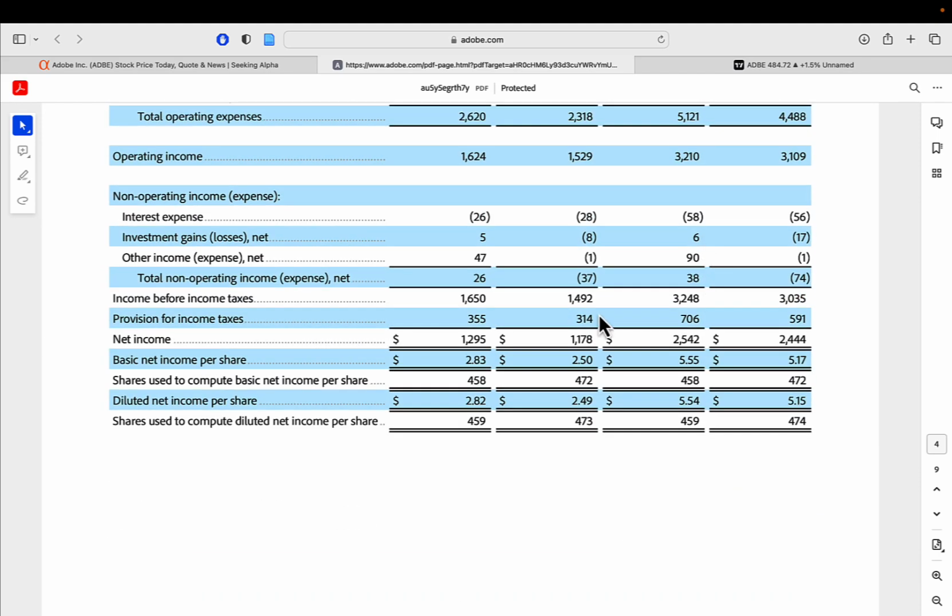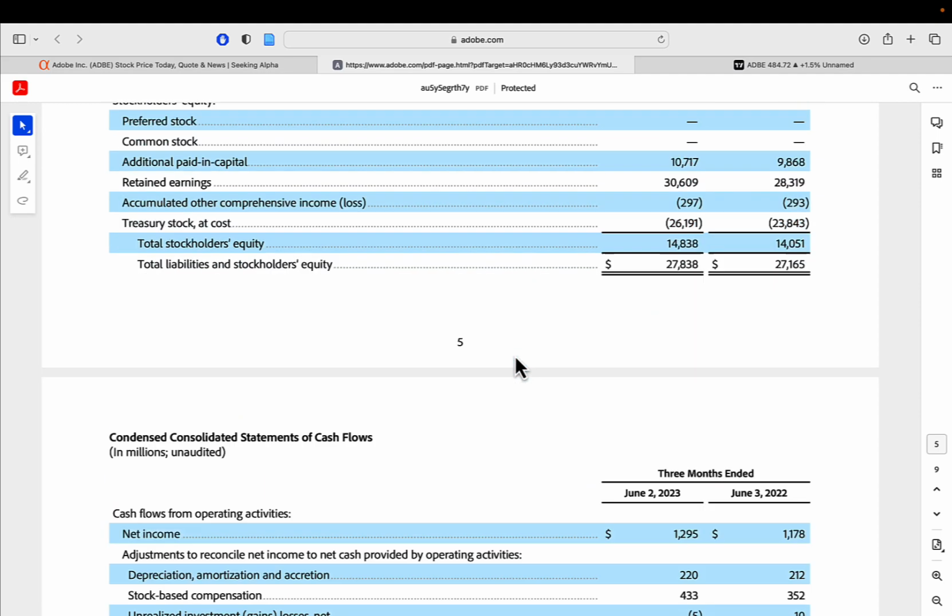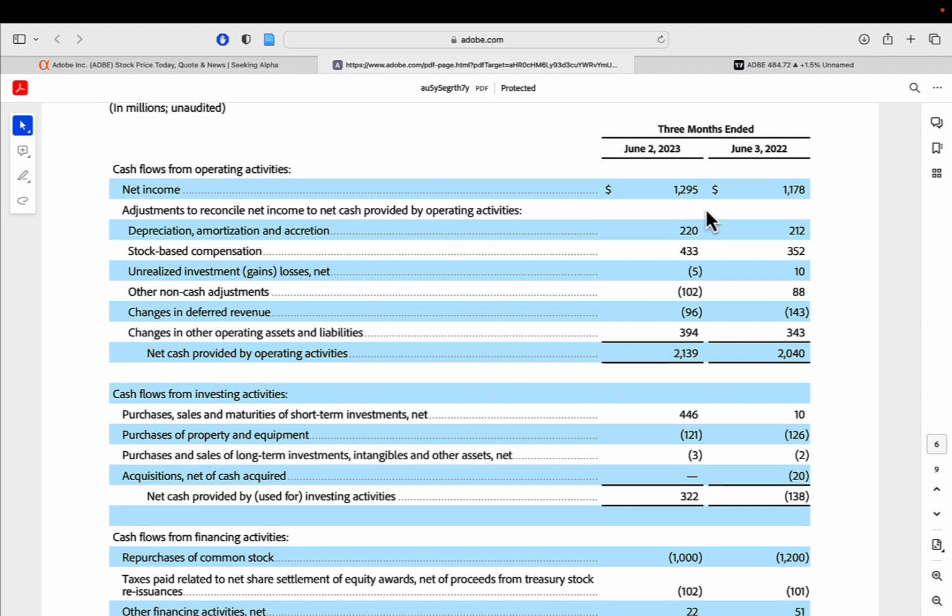Coming down to the statement of cash flows, we have that $1.3 billion net income figure, which we pull down from right here, $1.3 billion of net income in this last quarter. We get to add back in things like depreciation, amortization, stock-based compensation, because those aren't cash figures leaving the business exactly. And so free cash flow for this last quarter comes in at $2.1 billion, up almost 10% from the same time last year, where it was $2 billion.